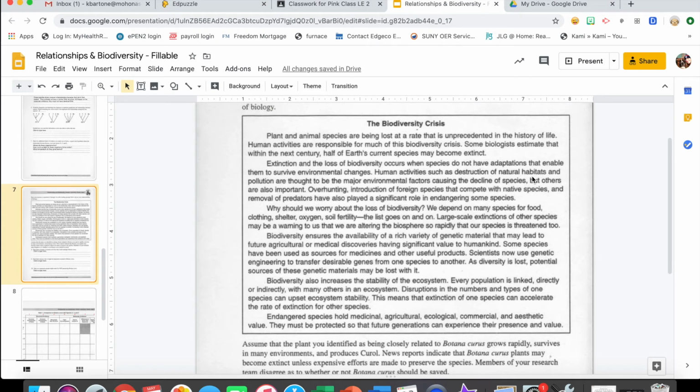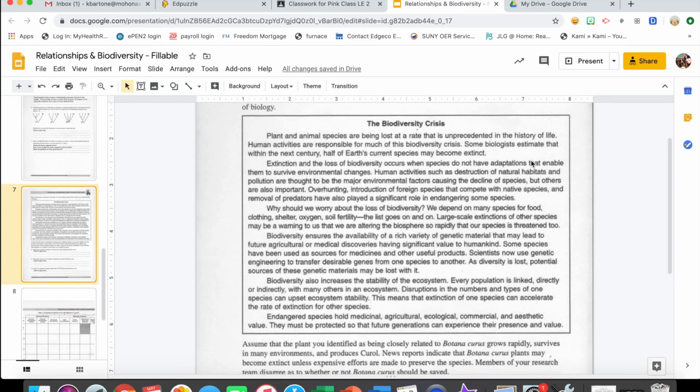Human activities such as destruction of natural habitats and pollution are thought to be the major environmental factors causing the decline of species, but others are also important. Overhunting, introduction of foreign species that compete with the native species, and removal of predators also have played a significant role in endangering some species. Why should we worry about the loss of biodiversity? We depend on many species for food, clothing, shelter, oxygen, soil fertility. The list goes on and on.